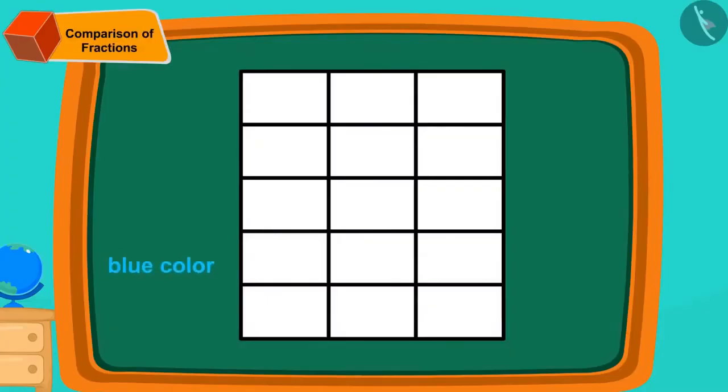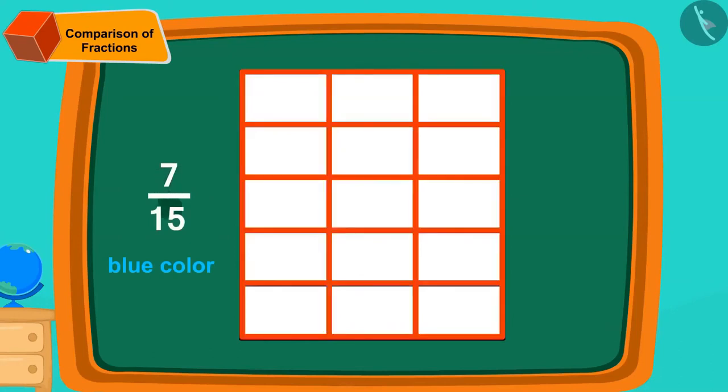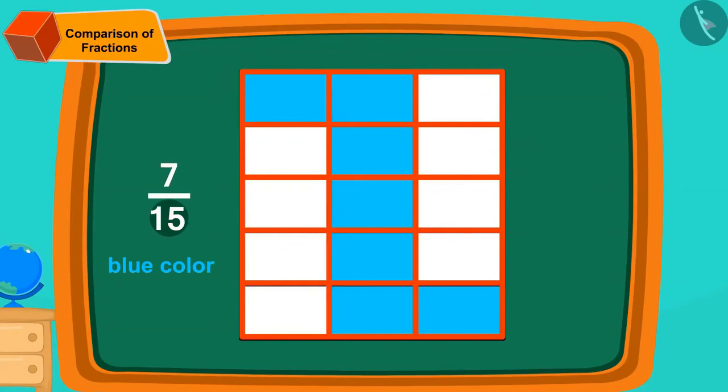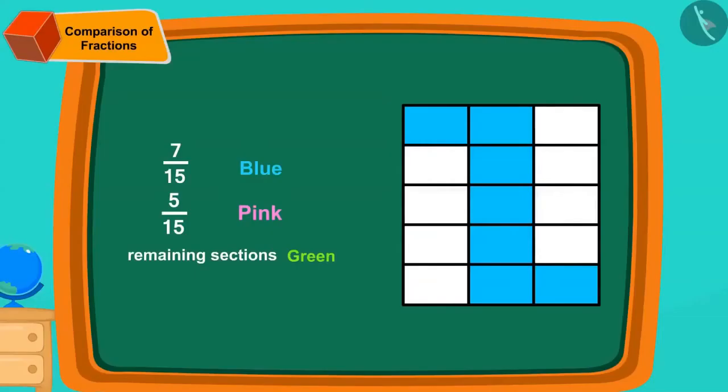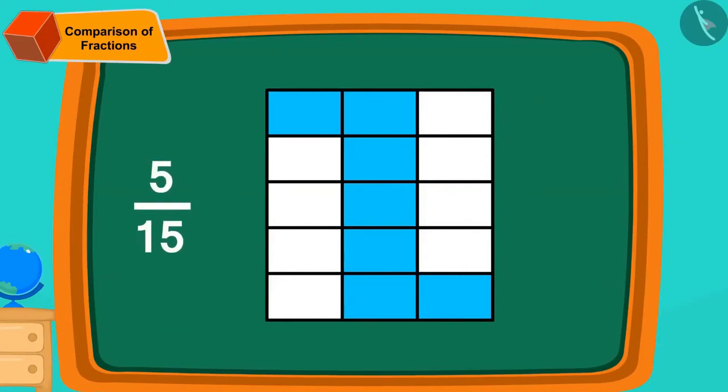Chanda needs blue color in 7/15th section. In other words, 7 out of 15 sections have blue color. We can fill it in this way. Now, can you fill 5/15th sections in this design with pink color according to the design given by Chanda? If you wish to, you can stop the video and find the answer.